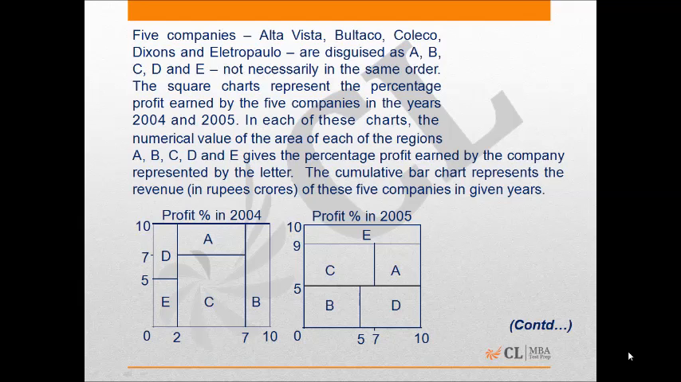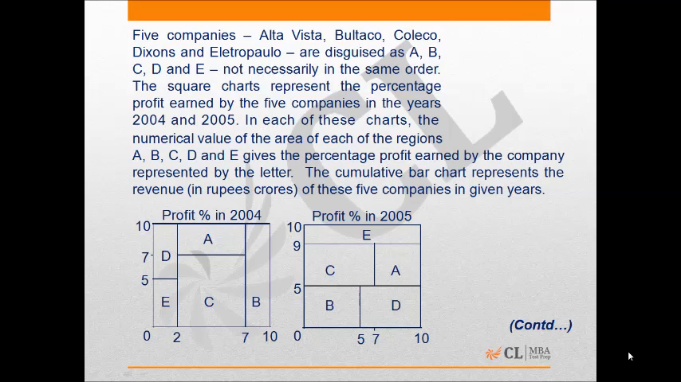Now let's solve a DI set where 5 companies are given to you and these are disguised as A, B, C, D, E but not necessarily in the same order. And what is given with the square chart, that is the profit percentage for the years 2004 and 2005. And these numerical values can be figured out with the area of each of the figures denoted by A, B, C, D, E.